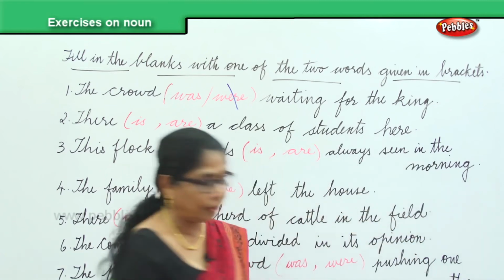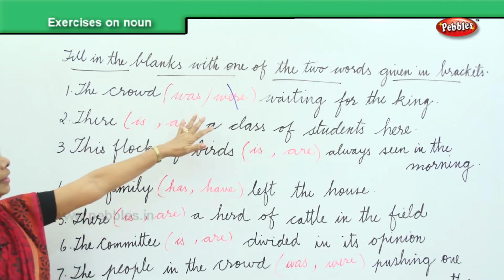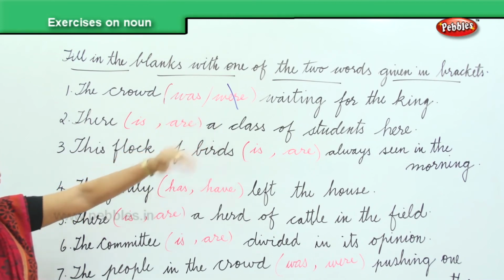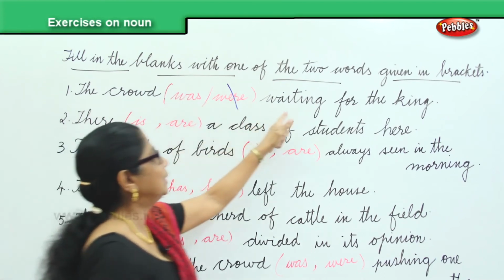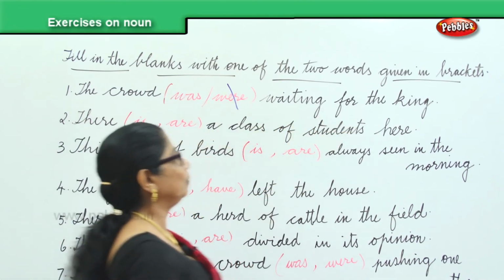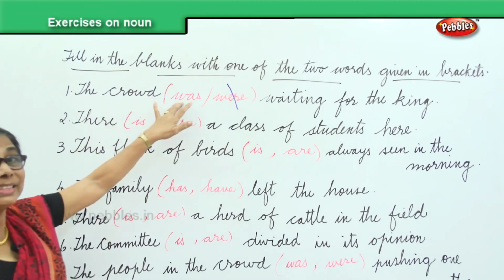Now, let's look carefully at what I have done for you, and then we'll choose the correct word. Okay. Strike off, we'll take away what is not needed. The crowd was waiting for the king. Okay? Was waiting, because the crowd is singular, so use a singular verb.